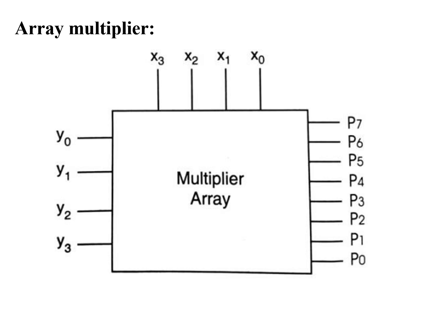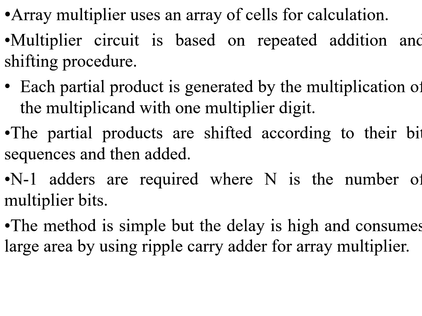This diagram represents a 4-bit array multiplier with inputs X and Y and output P. Array multiplier uses an array of cells for calculation. Multiplier circuit is based on repeated addition and shifting procedure. Each partial product is generated by the multiplication of the multiplicand with one multiplier digit, and the partial products are shifted according to their bit sequences and then added.